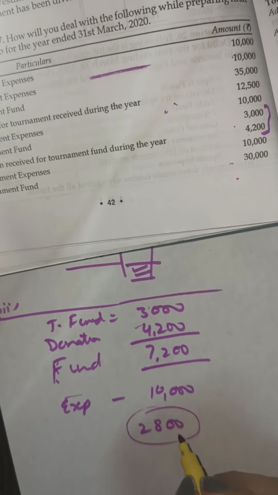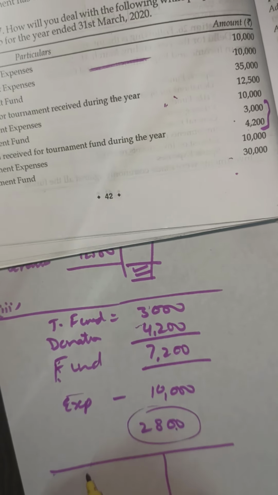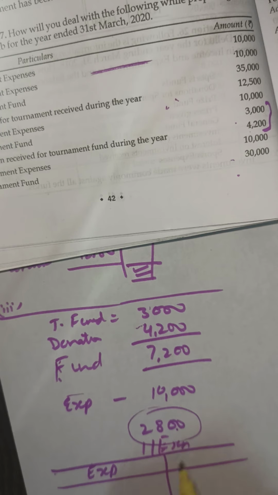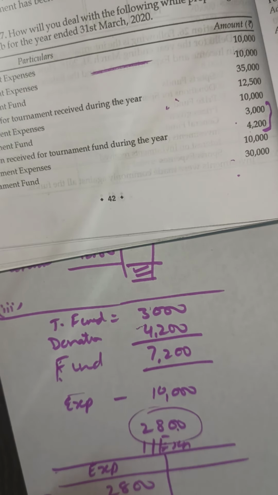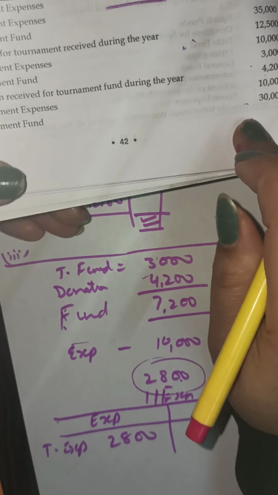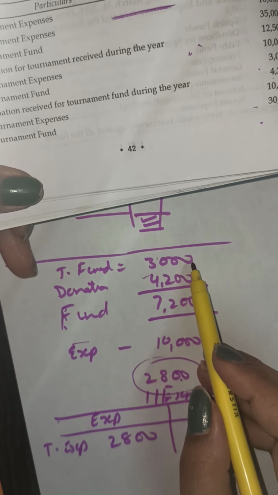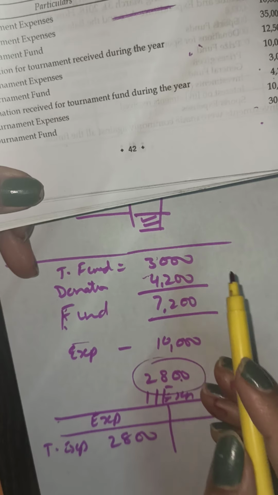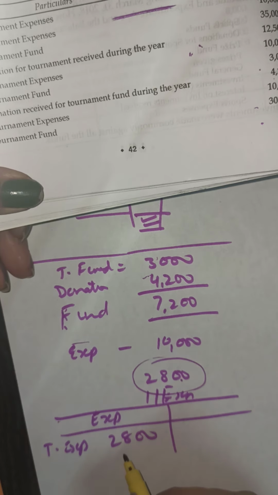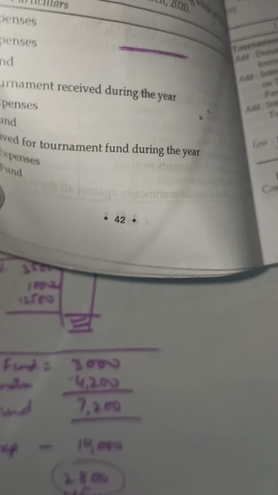That excess, 2,800, will be shown here on the expenditure side of the income and expenditure account, rupees 2,800. These are the tournament expenses that will be shown for this fund. I repeat, in case a fund has been created but the total amount that is there in the fund is less than the amount of expenses, then the difference between both will be shown on the debit side of the income and expenditure account. Right, now the next example.